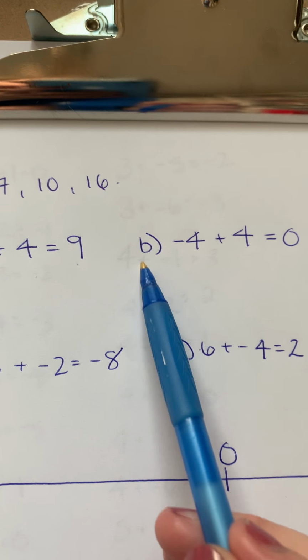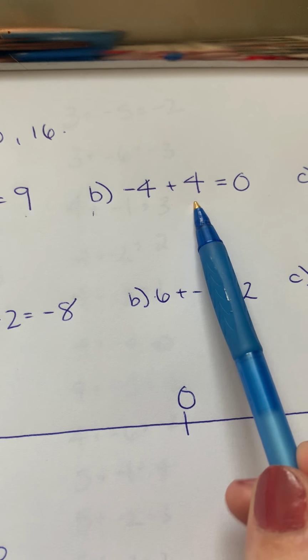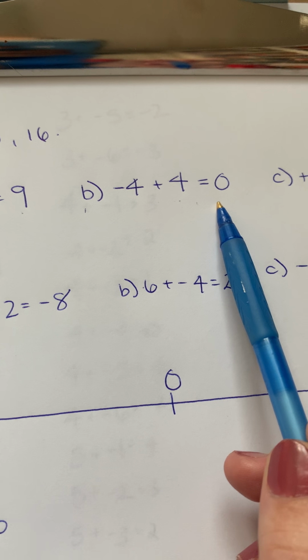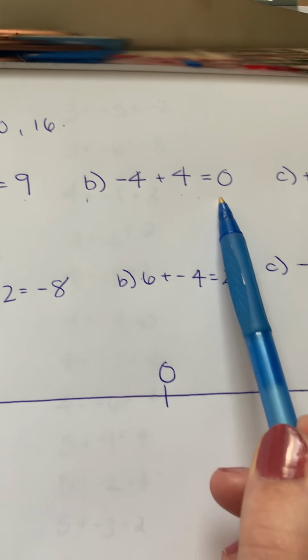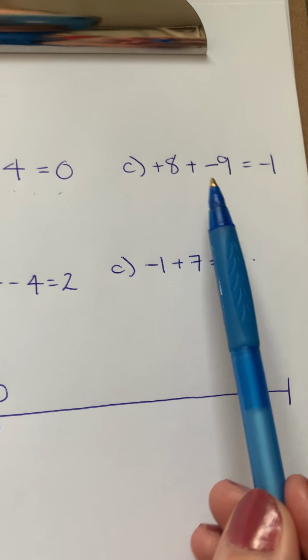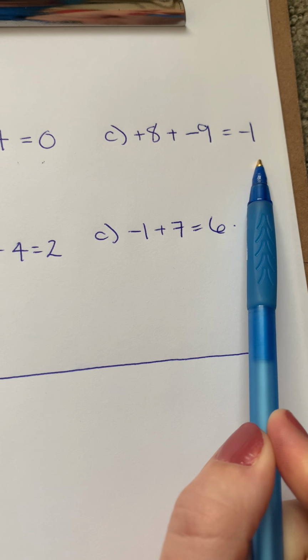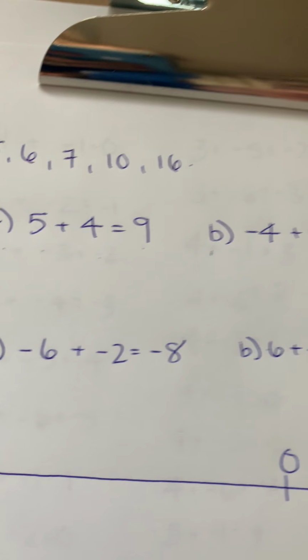Now for B, I start at -4. I add a positive 4, and I end up at 0, which you can see on that number line as well. And then for C, I have a positive 8, and I'm adding a -9. That would bring me to -1. So that's my answers for question 5.